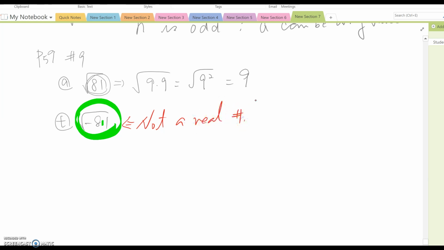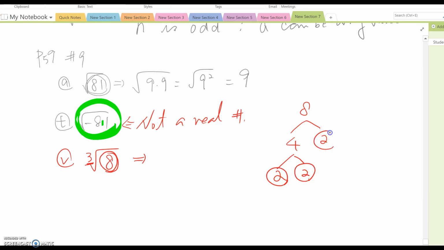Okay. Then what about the c case, which is the cubic root of 8. So cubic root means inside must be something to the cubic power. So as you know, 8 means 4 times 2, and then 4 is 2 times 2, so it becomes 2 times 2 times 2 here, right? So you can rewrite this as cubic root of 2 cubed, so it becomes 2.